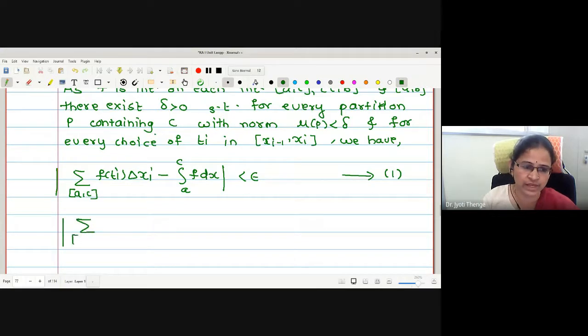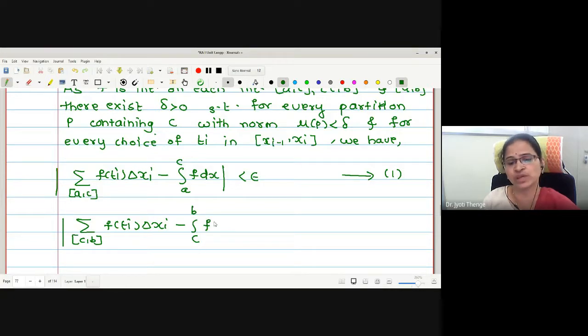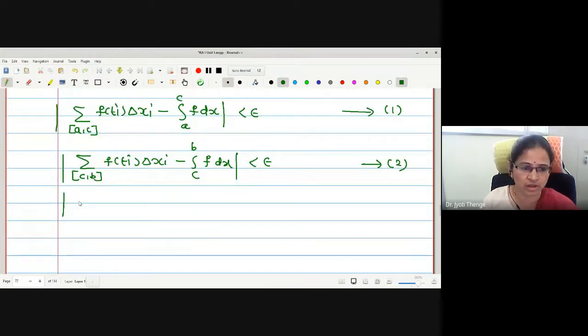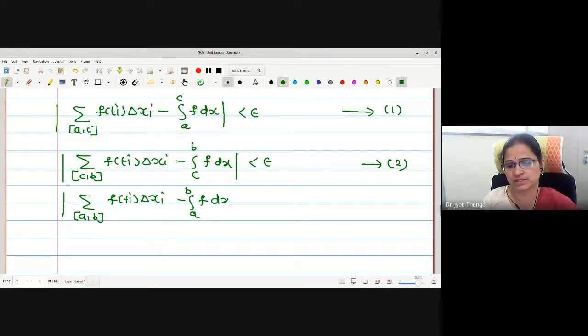Same for which interval next? Is it for CB? Either you write the sum of f of t delta xi, one and the same, no? This is minus integration c to b f dx less than epsilon. Let me call it number 2. And what will be my third statement? Summation on which interval now? A to b. Minus integration a to b f dx less than epsilon. Let me call it statement number 3.